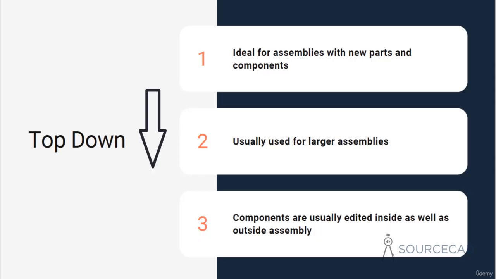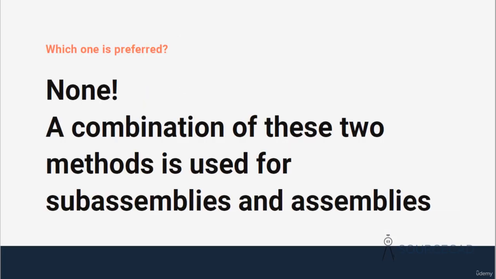Now, with that being said, which method is best? Well, actually none. None of these methods are best or used universally. So a combination of these methods are used. You may end up finding that we use bottom-up approach to make smaller assemblies, and then we may end up using top-down approach to assemble all those sub-assemblies together. So it just depends on the type of assembly which you are making, but usually a combination of these two methods are used.